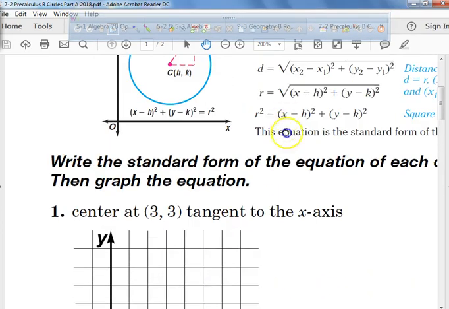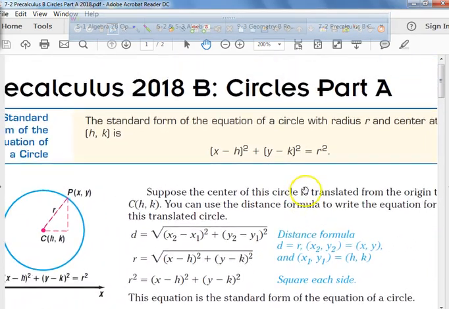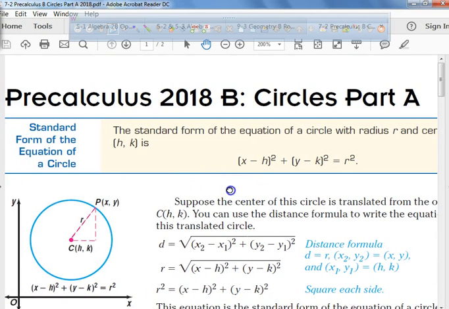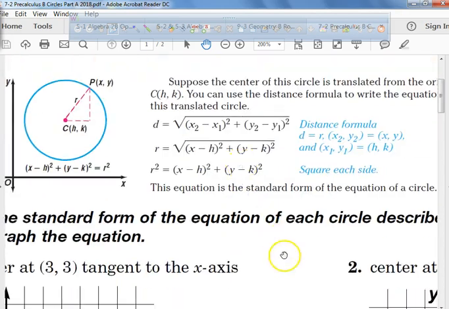Alright, what you need to have written down in your journal, you don't have to write it down right now, you should already have it. This is the standard form of the equation of a circle. What do the h and the k represent in the circle? That's just the center of the circle. What does r squared represent? That represents the radius being squared. That's right, the radius being squared.